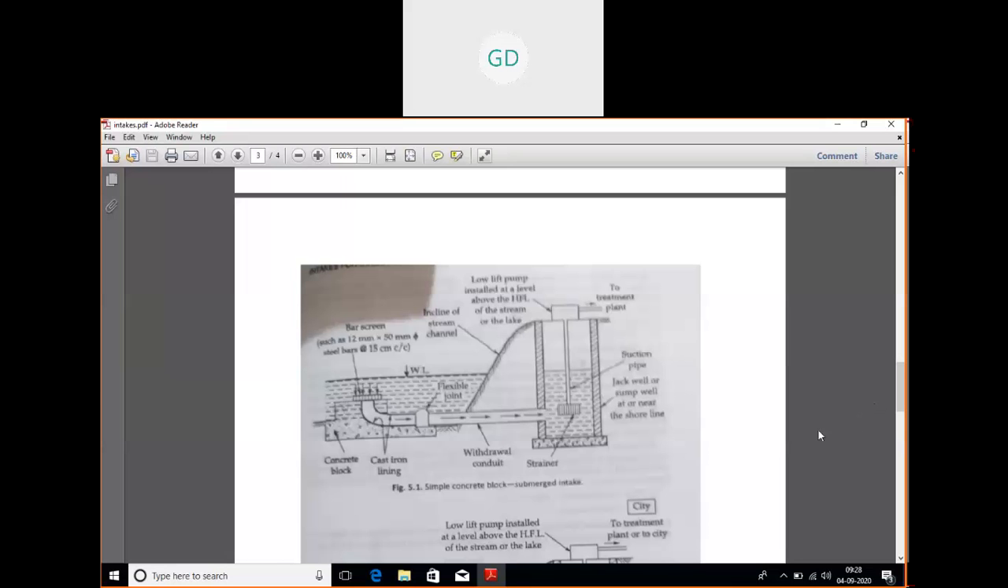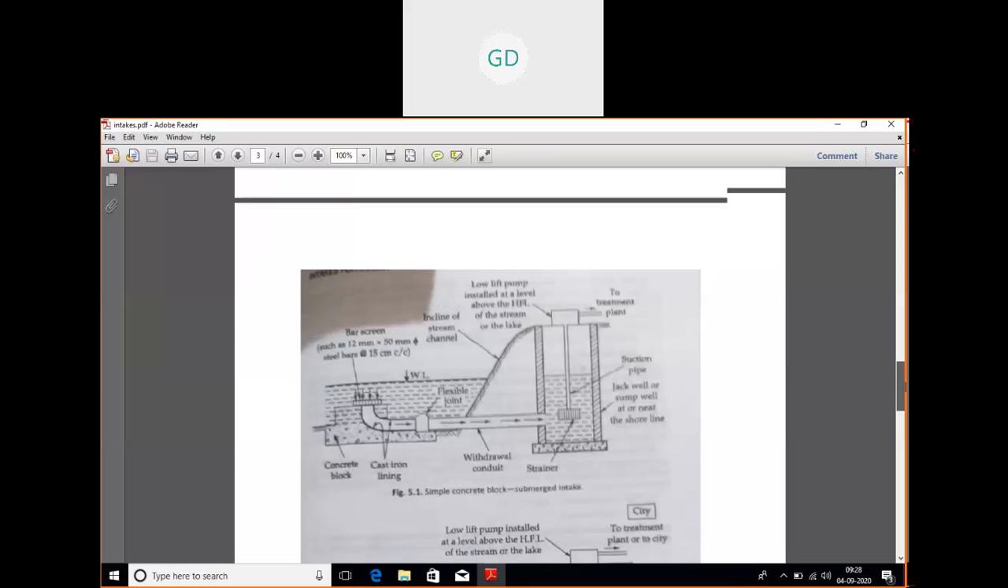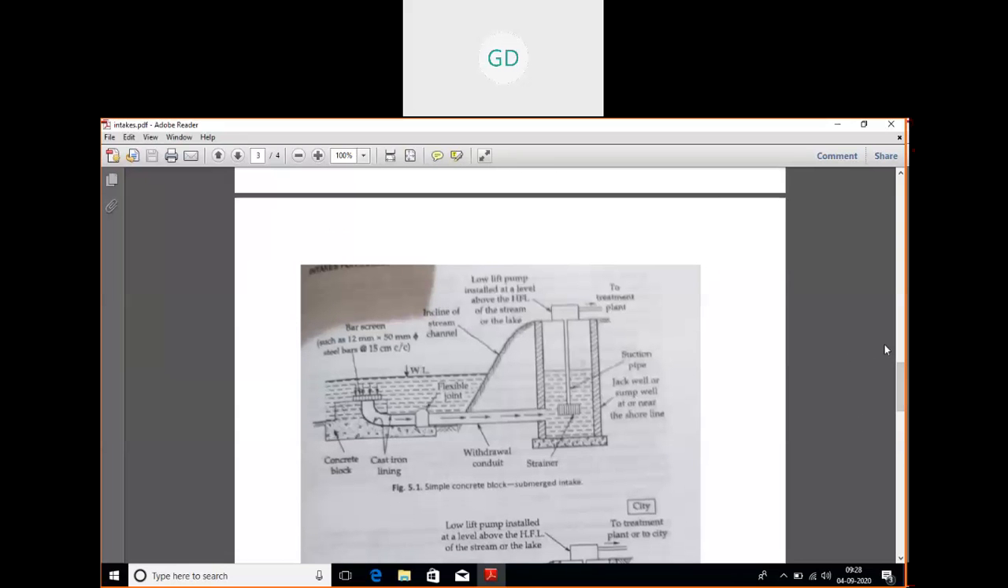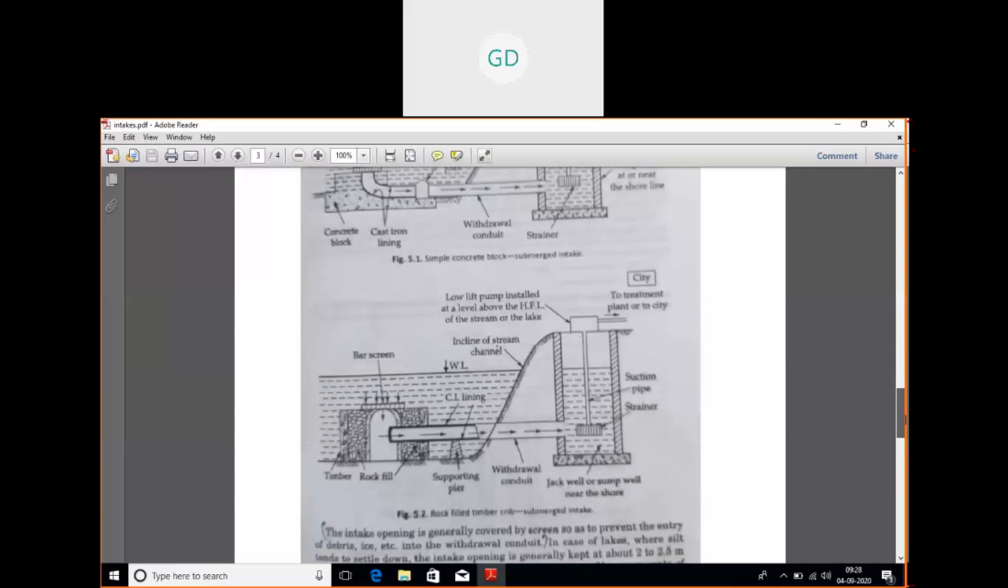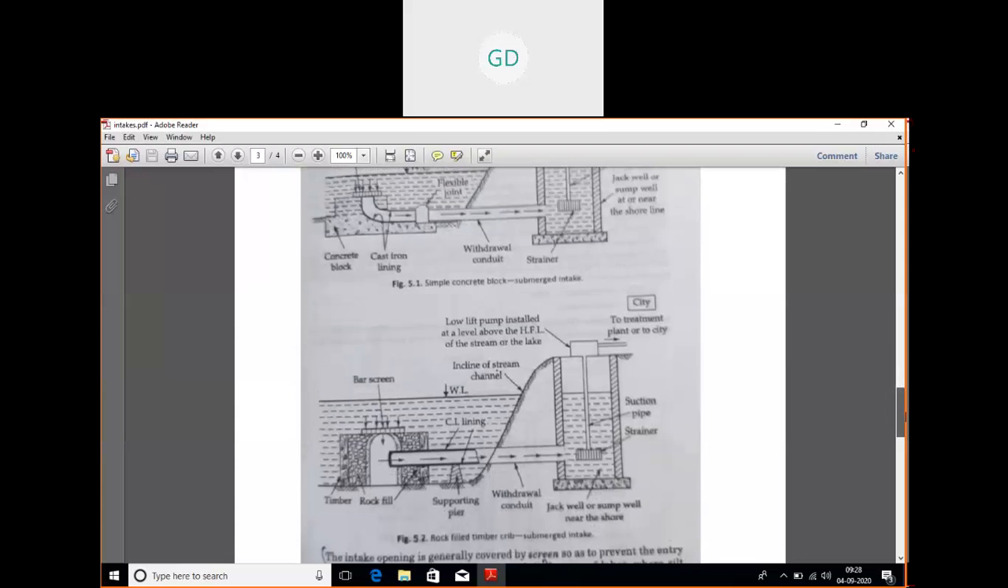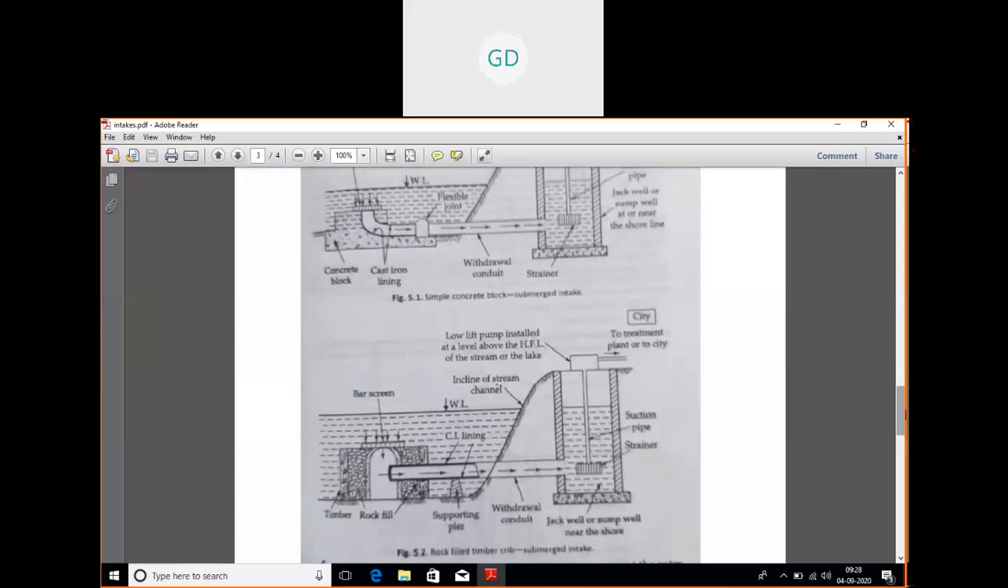The initial first diagram is this one. This is the first one. It's a little bit hazy, but then also I think you can see. This is the first one, and this is the second one. You can draw only one, okay? No need to draw two diagrams, only one, it's fine. You can draw this one, simple concrete block. You can take the first diagram, you can draw.